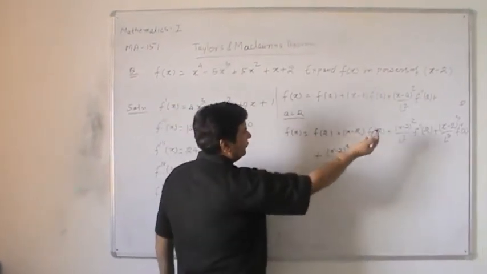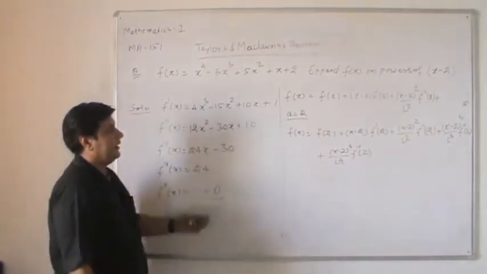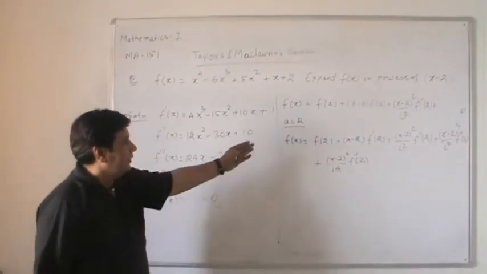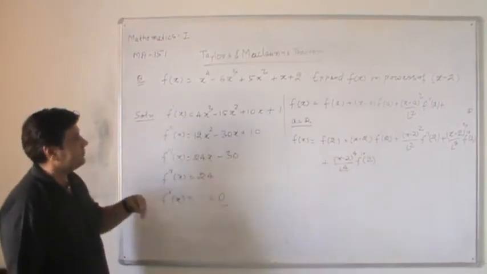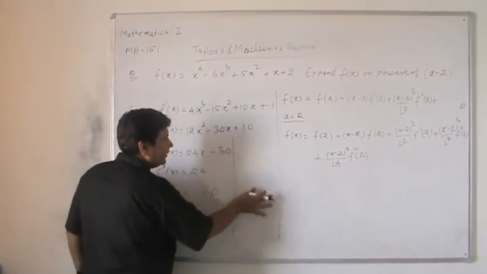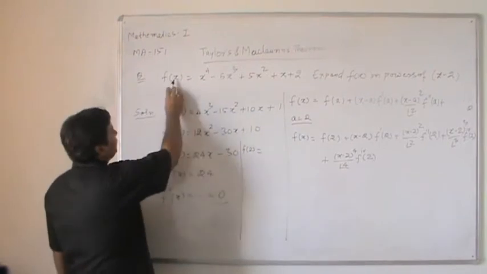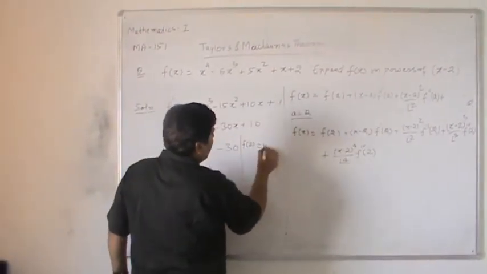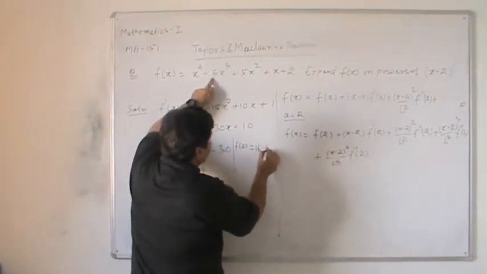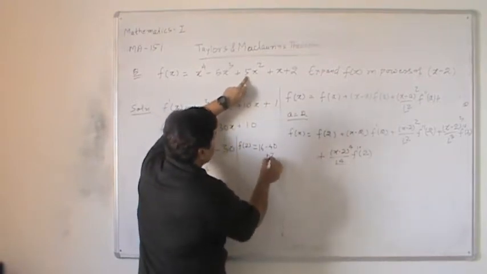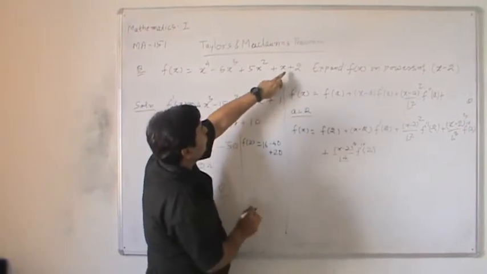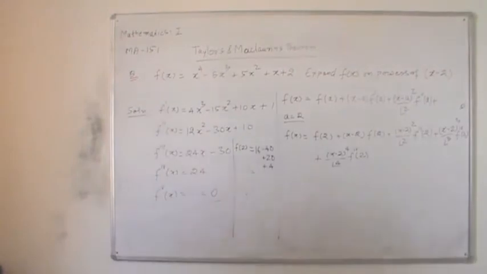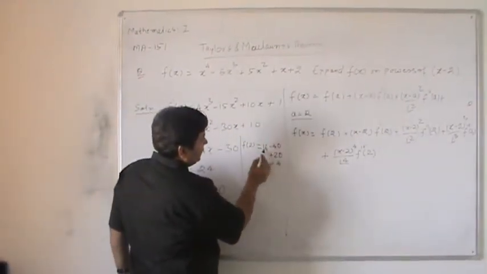Now I substitute the values of f(2), f dash 2, f double dash 2, f triple dash 2 and the fourth derivative at 2 here, and we will get the formal Taylor's infinite series expansion for this function in powers of x minus 2. So before that we need to calculate these values, f(2). So if we put x equal to 2 here, then 2 to the power 4 is 16, 2 to the power 3 is 8. So here we will have minus 40 and here we will have plus 20. Here we will have plus 2 plus 2, so plus 4. So you can calculate the value of f(2). So the value of f(2) will be 36 plus 4, minus 40, which is 0.